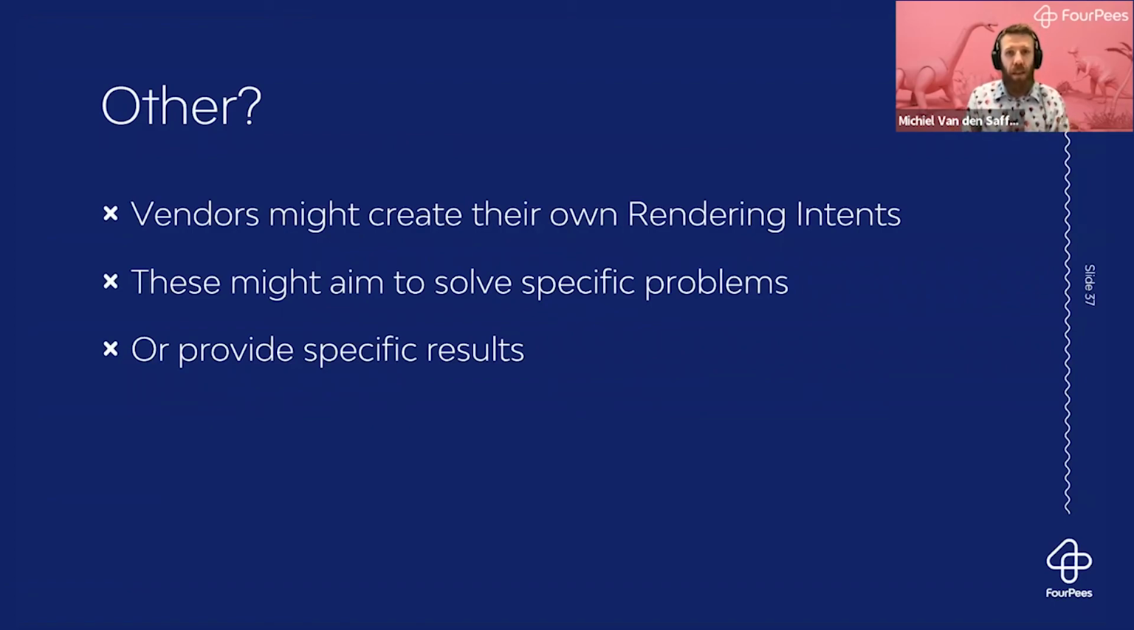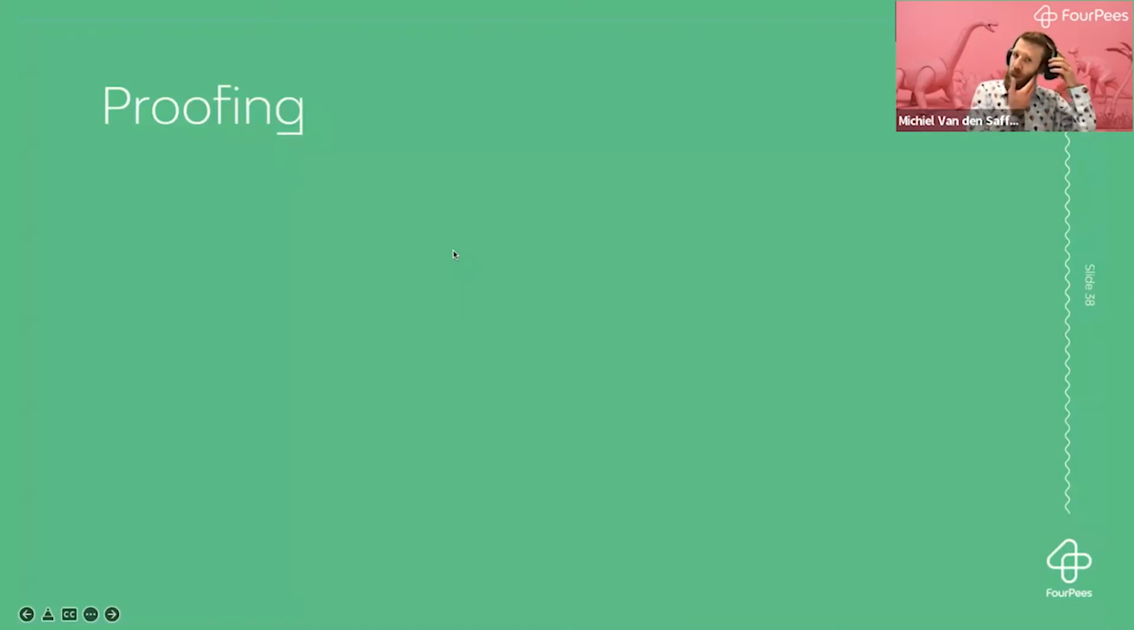Yeah, so they might look to solve specific problems or to create a very specific result, and that could be a very creative rendering intent. Let's see, there we go. We still have a few slides to go. I did mention the absolute colorimetric rendering intent. We're going to look at a practical proofing workflow to see if we can explain what's going on here.